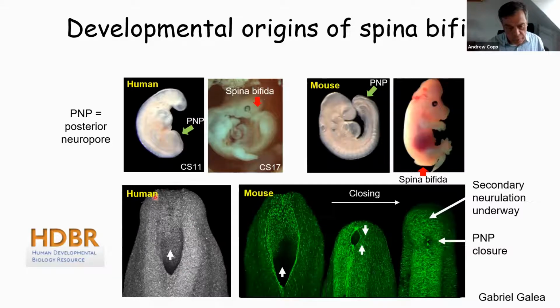But the posterior neuropore in the human embryo is remarkably similar to that in the mouse. These are beautiful images of my colleague Gabriel Galea. And what he can then do, of course, is to look as the development progresses. We can see the neuropore getting much, much smaller, eventually completely closing. And then the secondary neurulation process beginning caudal to it and developing further down the body axis.